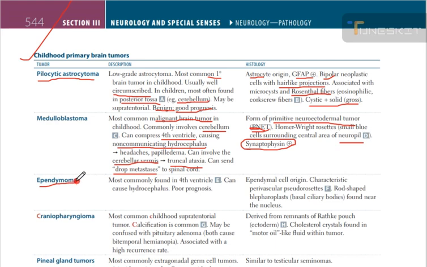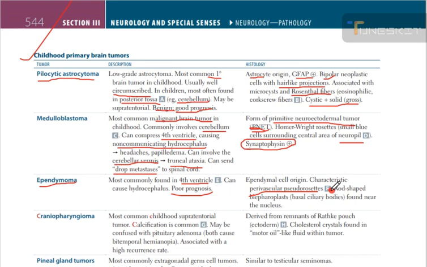The next is ependymoma, most commonly found in the fourth ventricle, which contains ependymal cells. It can cause hydrocephalus and has a poor prognosis. It is of ependymal cell origin, with characteristic perivascular pseudorosettes and rod-shaped blepharoplasts, which are basal ciliary bodies found near the nucleus.